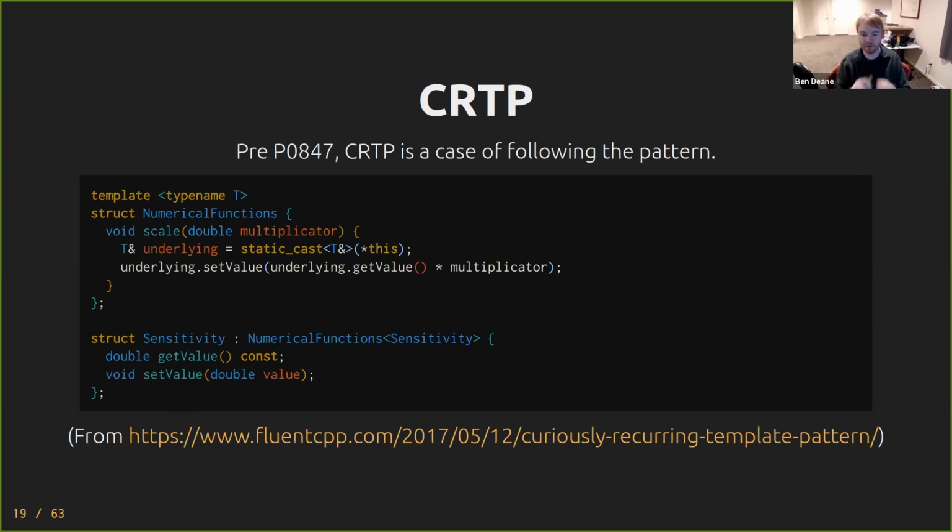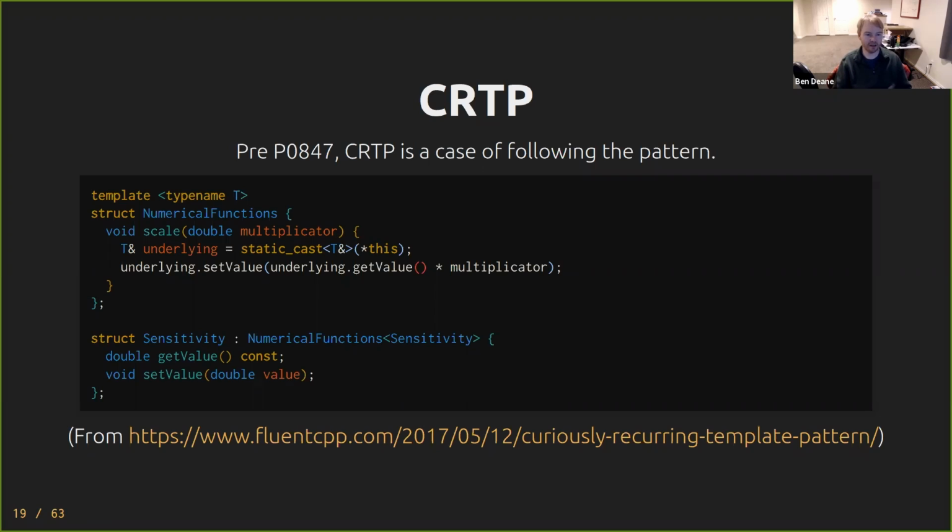And there's this very conventional pattern involving the static cast, right? It's curiously recurring, because we pass itself into its base, NumericalFunctions here. And then here's the static cast inside the scale function. This is just the pattern that CRTP uses, this is the way CRTP is done. It's a downcast, but it's safe because we know that the thing that's calling this is a T, and so we cast it to a T ref, and then we call setValue, right?